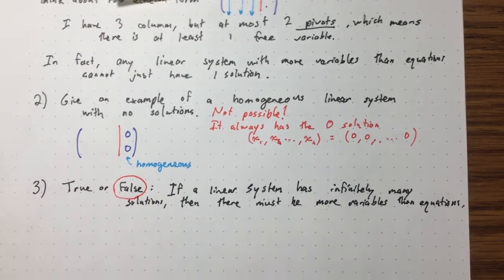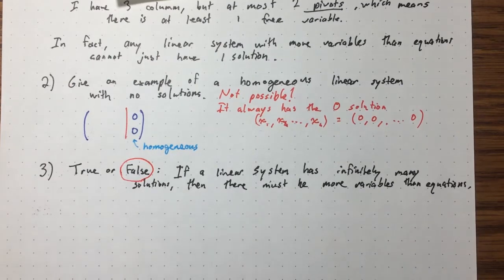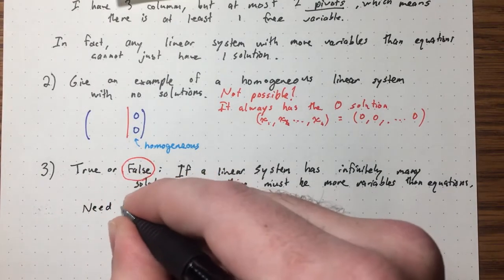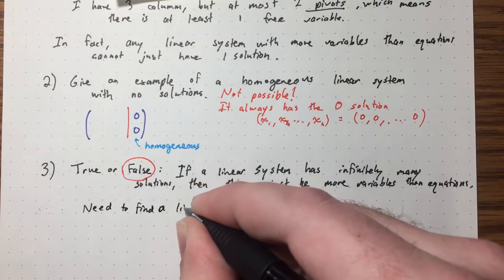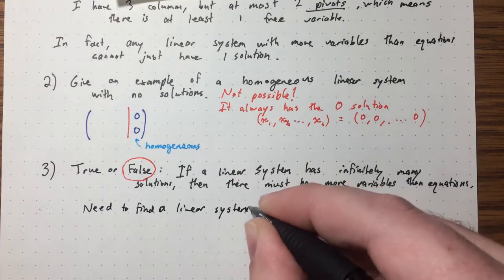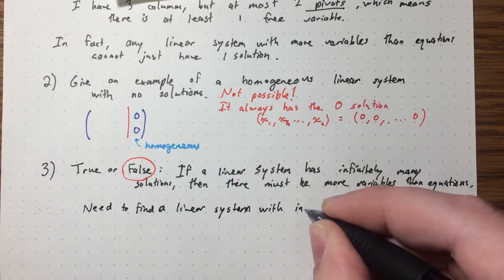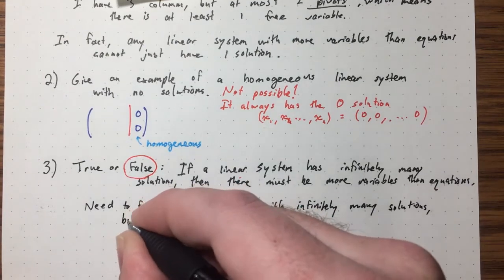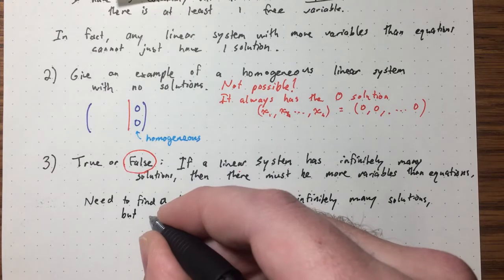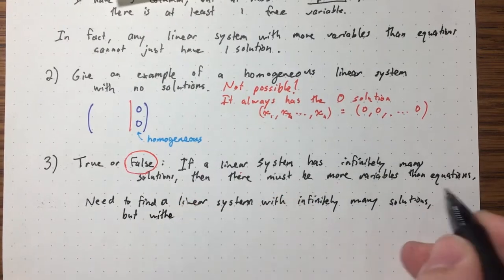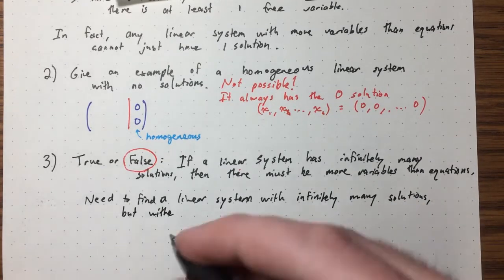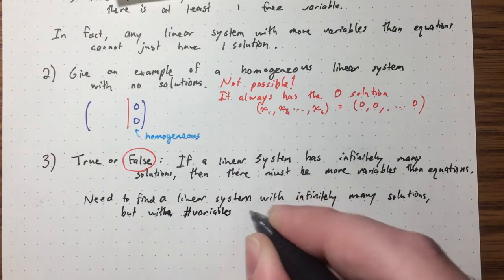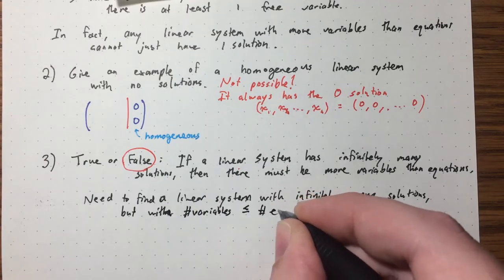How can I explain that it's false? Okay, well, what I have to do is find a linear system with infinitely many solutions but with the same number of variables as equations, or even fewer variables than equations. So with, let's say, the number of variables less than or equal to the number of equations. So can we find an example like that?